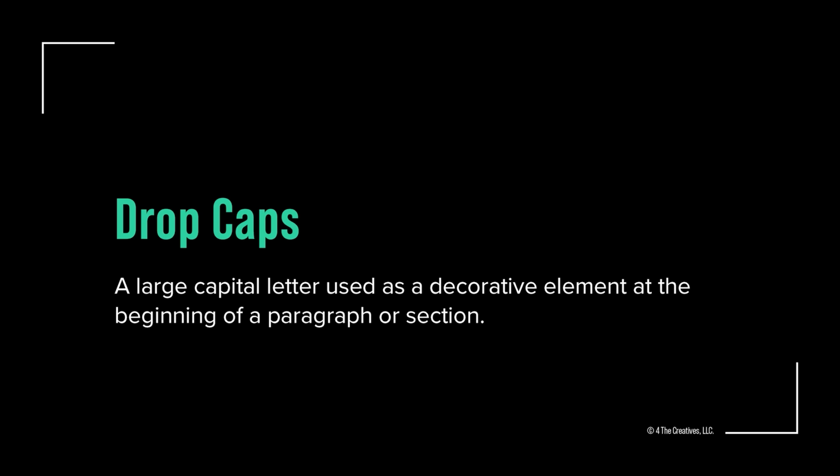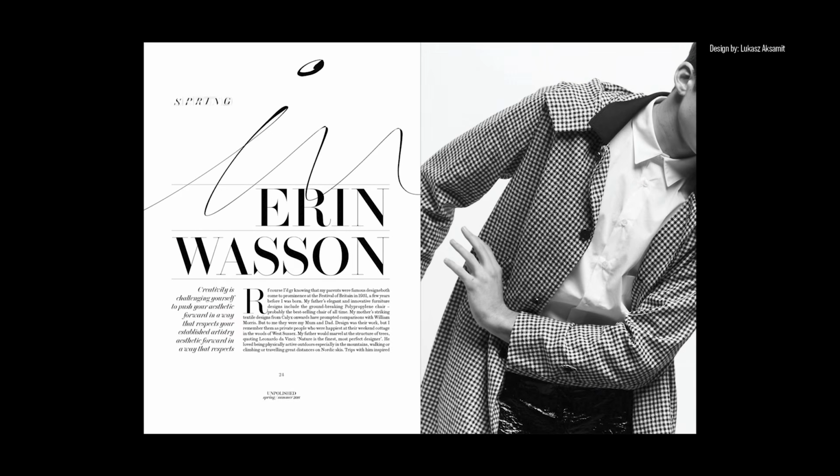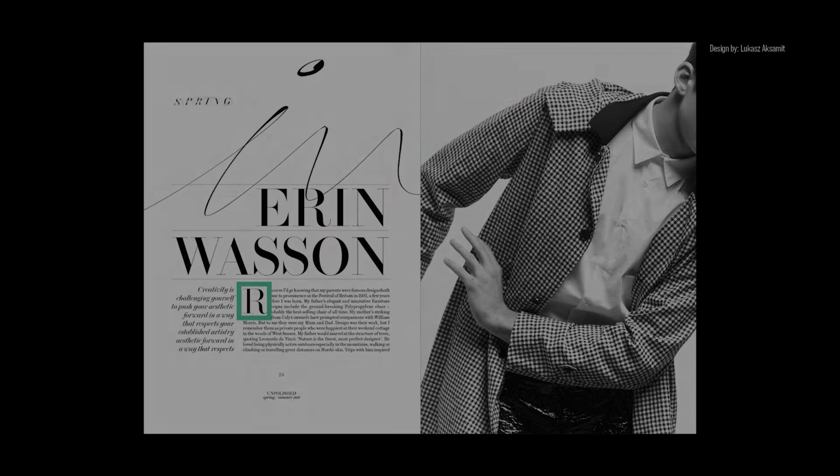Another important point to know about in typography is something called drop caps. This is a large capital letter used as a decorative element at the beginning of a paragraph or section. It helps make the reader more inclined to start reading. Here's an example in a magazine article with the R being larger than the paragraph it's starting. It grabs the interest so that the viewer wants to read the rest of the paragraph.